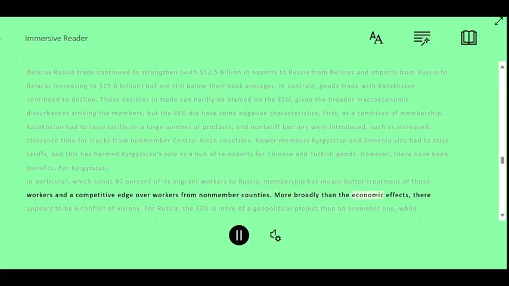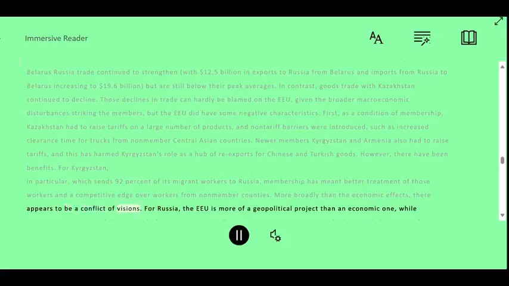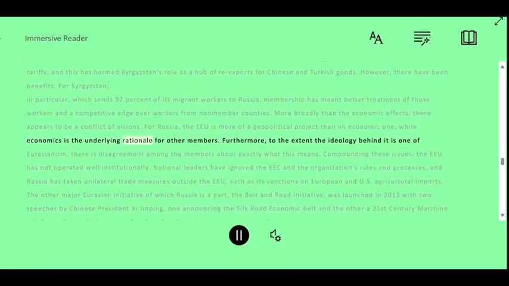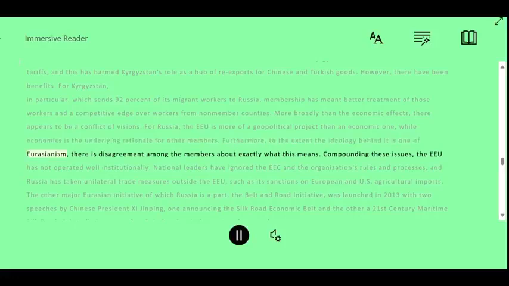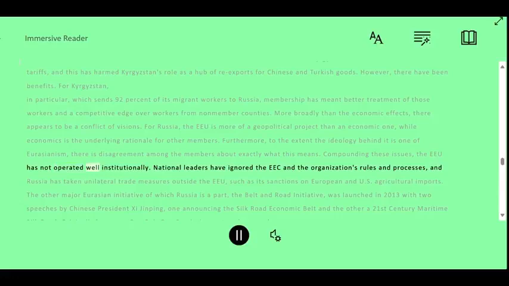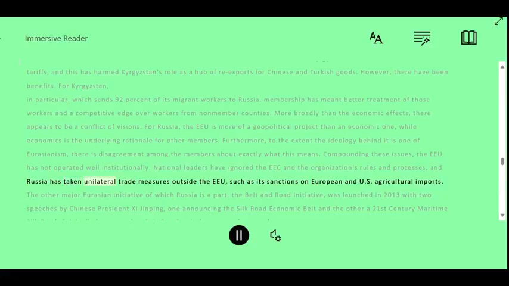More broadly than the economic effects, there appears to be a conflict of visions. For Russia, the EU is more of a geopolitical project than an economic one, while economics is the underlying rationale for other members. Furthermore, to the extent the ideology behind it is one of Eurasianism, there is disagreement among the members about exactly what this means. Compounding these issues, the EU has not operated well institutionally. National leaders have ignored the EEC and the organization's rules and processes, and Russia has taken unilateral trade measures outside the EU, such as its sanctions on European and US agricultural imports.